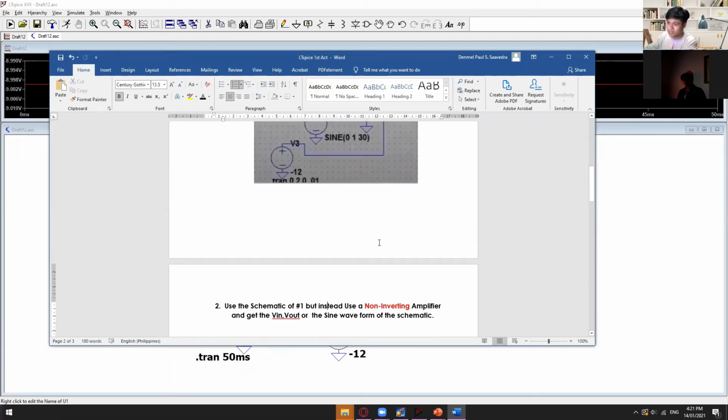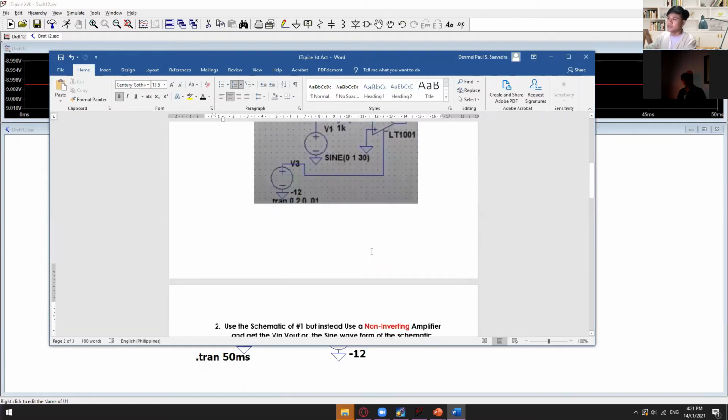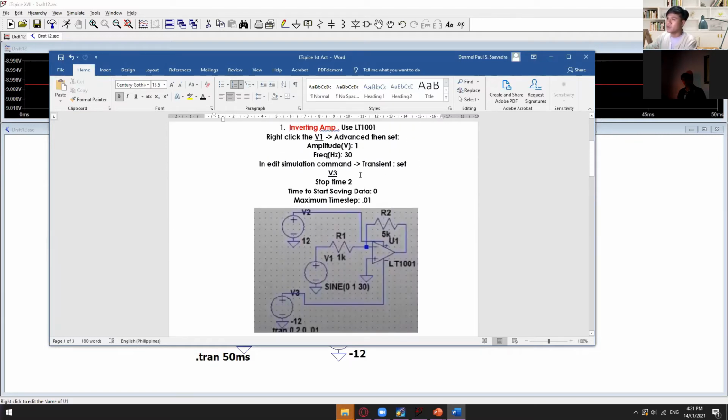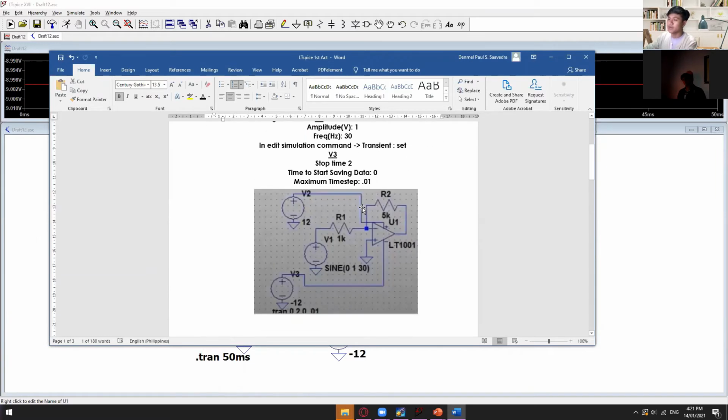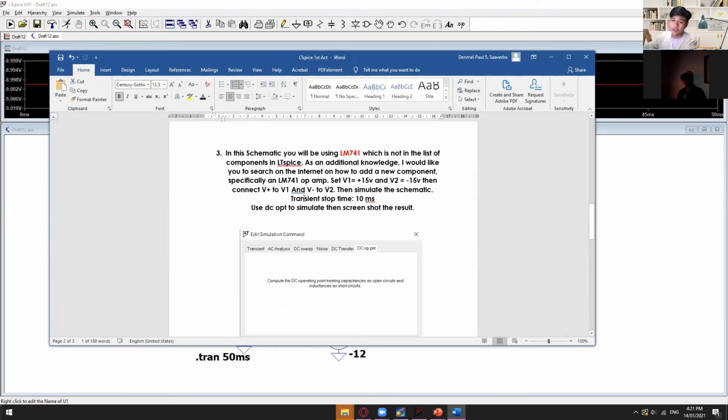Okay? So nasa na yung VIN natin? Saan na siya napunta? Alright? So LT1001 pa rin yung gagamitin nyo. Okay? Yan pa rin yung model ng op-amp na gagamitin nyo. And then the third one, in this schematic, you will be using LM741. Okay? So once na na-figure out nyo na kung paano maghanap ng mga model dun sa LTspice, merong mga model dun na wala. Okay? Kasi hindi pa naman lahat ng mga data sheets is na-import dun. Kagaya nito, LM741. Sobrang tagal na rin nito pero hindi ko alam kung bakit wala siya sa LTspice. Maybe hindi na na-update yung library ng creator.